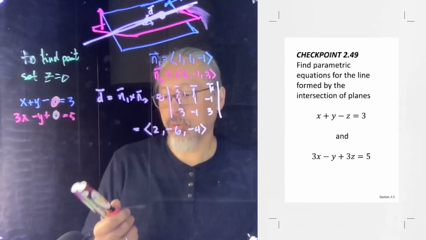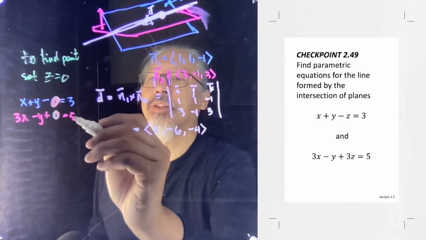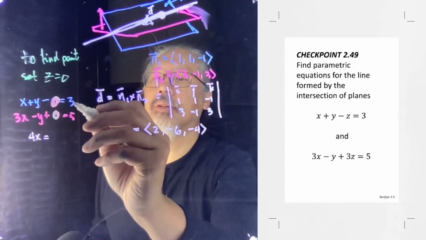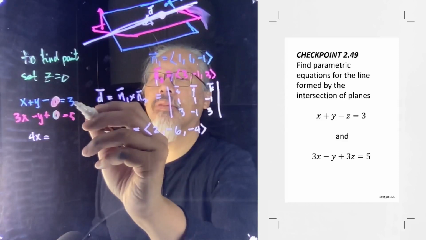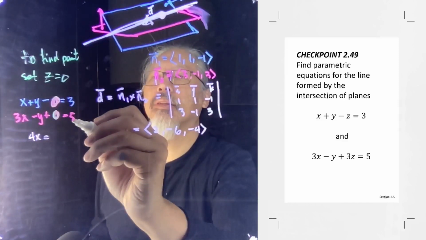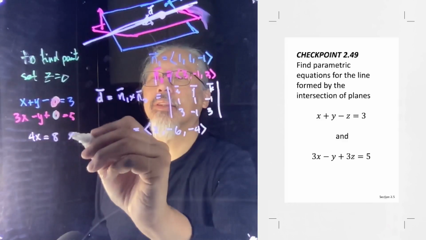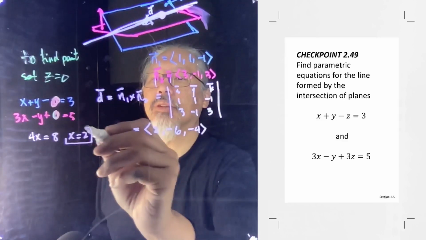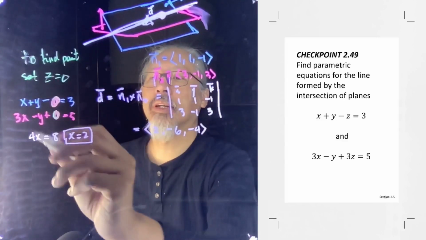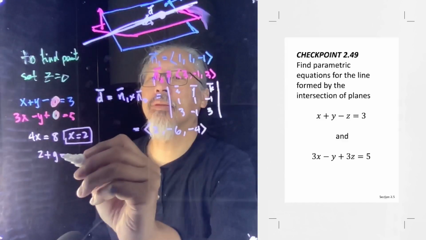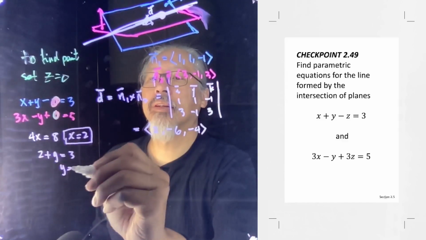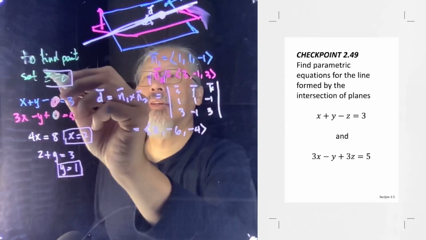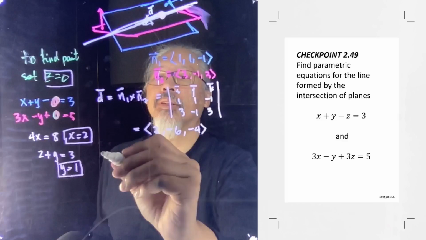Okay, now we're going to solve for this. We have two equations, two unknowns. Looks like we can just add them. We're going to get 4x is equal to, and here we have 3 plus 5, which is 8. So x is equal to 2. And then we put one of them into one of the variables. We're going to get 2 plus y is equal to 3. So y is equal to 1. So we have the point 2, 1, 0.